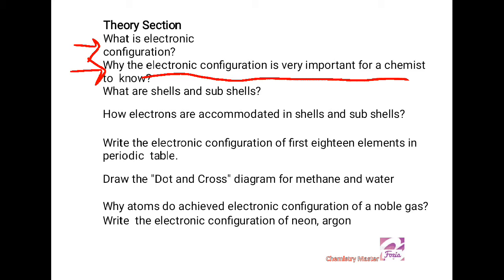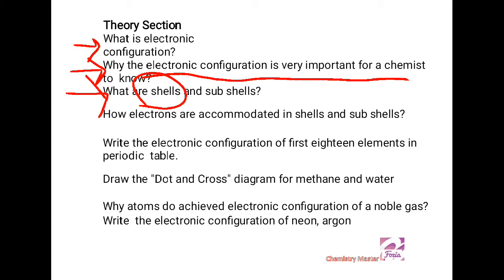Because when we study the structure of the atom, all of the answers come out. So knowing about electronic configuration is the information of that element at its atomic level and its structure. What are shells and subshells? The place or the region where electrons are found around the nucleus is called shells, and these shells are also called energy levels or stationary states.